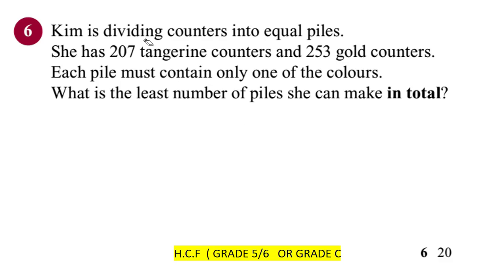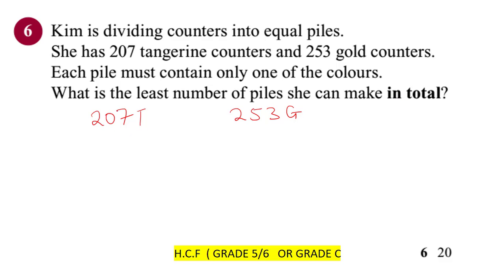Okay, hope you've tried it. It says Kim is dividing counters into equal parts. She has 207 tangerines, and she also has 253 golden ones. Each pile must contain only one of the colors. So these 207 tangerines must be put in portions separately, and this one must also be put in portions separately. Now, what is the least number of piles she can make in total?